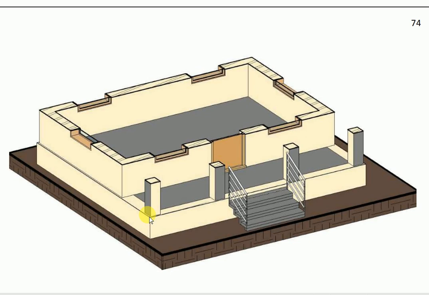This is plinth projection. The vertical distance from ground level to floor level is termed as plinth height. Generally, plinth height is taken as 450 mm to 600 mm.